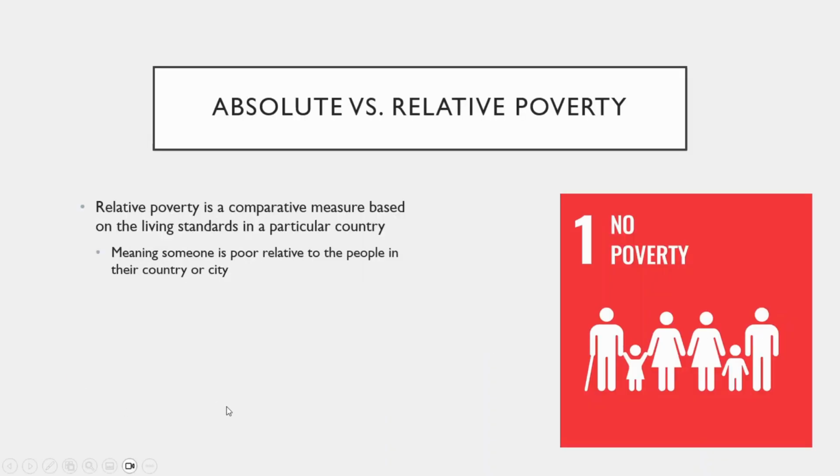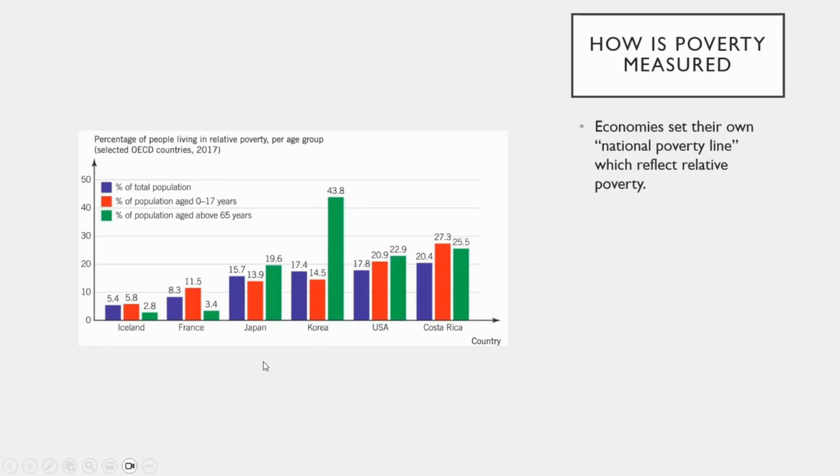In America, we talk about poverty, but mostly it is relative poverty compared to the rest of the world. Relative poverty is a comparative measure based on the living standards in a particular country or a region or a city. So you might not have absolute poverty, but if I'm living in a wealthy area, I might be in relative poverty. There are different ways to measure poverty. Each country and economy sets their own national poverty line, which reflects relative poverty.